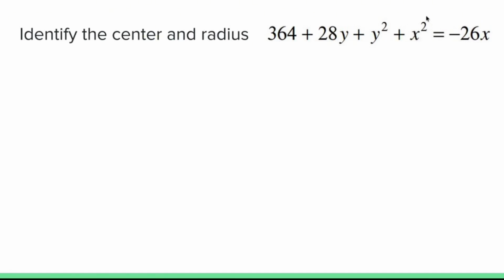Identify the center and the radius of this god-awful abomination. This is terrible. This is not at all in the form that we want. The form that we want is supposed to be this: (x minus h) squared plus (y minus k) squared equals r squared, and we're not even close to it.